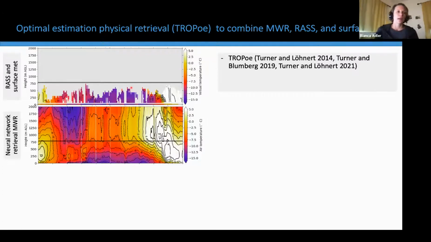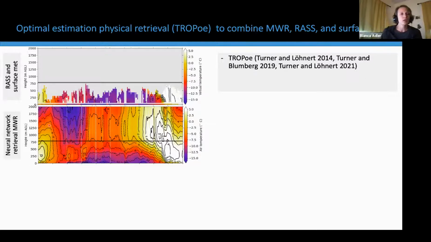Then, on the other hand, we have the microwave radiometer, which is a passive remote sensing instrument, and the instrument detects the brightness temperatures in the microwave range, which can then be converted to thermodynamic profiles. And this conversion is often done using statistical retrievals. The advantage of these instruments is that they deliver profiles throughout the whole troposphere with a rather high temporal resolution in the order of minutes. However, the downside is that the vertical resolution is quite limited, and elevated inversions are often smoothed or not detected at all.